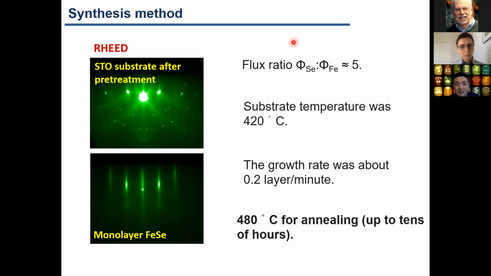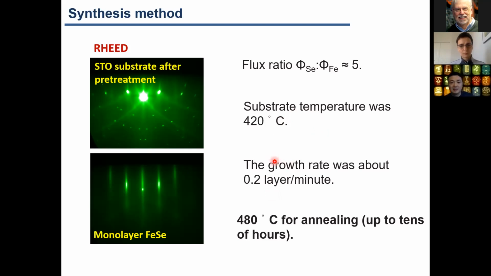We adopt a synthesis method from the Chinese group that initially discovered the superconductivity in monolayer iron selenide. So what we do is we grow it with much more selenium compared to iron at a relatively high temperature. At this temperature, the selenium should not stay on the surface. If it's deposited, it should be evaporated immediately. So in this way, we can use only iron to determine how many layers we are growing for these materials.